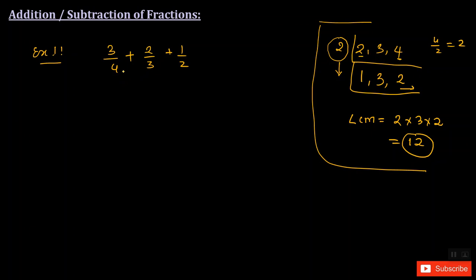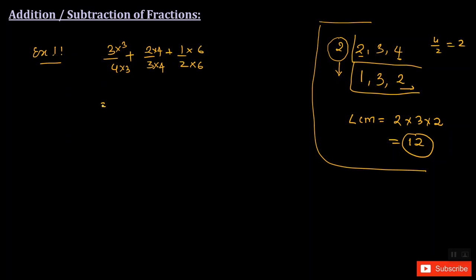Here it already has 4. With what number should I multiply to make the common denominator 12? You have to multiply this by 3. If you are multiplying the denominator, you have to multiply the numerator also. I have the denominator here as 3. With what number should I multiply to make the denominator 12? I have to multiply by 4, so multiply 4 in the numerator as well. Then I have 2. 2 times what gives you 12? 2 times 6 gives us 12, right?